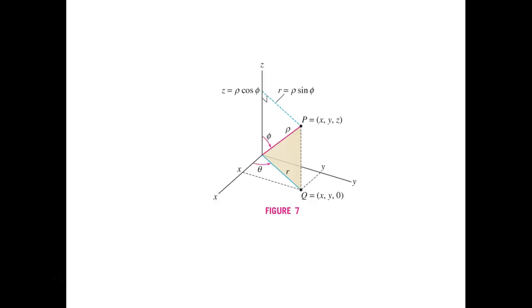The line here that's parallel to the xy plane, that is what we would have called the radius in polar coordinates or cylindrical coordinates. And that's x squared plus y squared is equal to r squared. Okay? So that's how you get this. But this r is also equal to rho times the sine of this angle phi. So that's the opposite side, there's your hypotenuse.